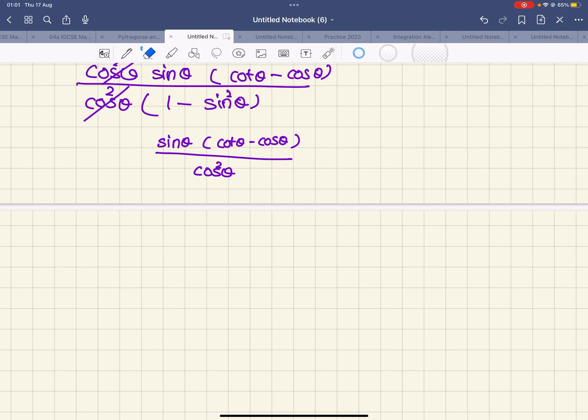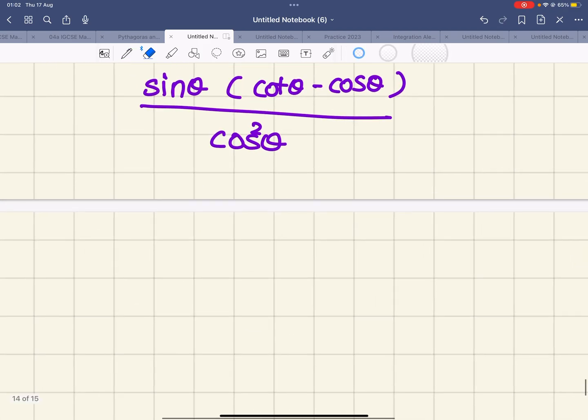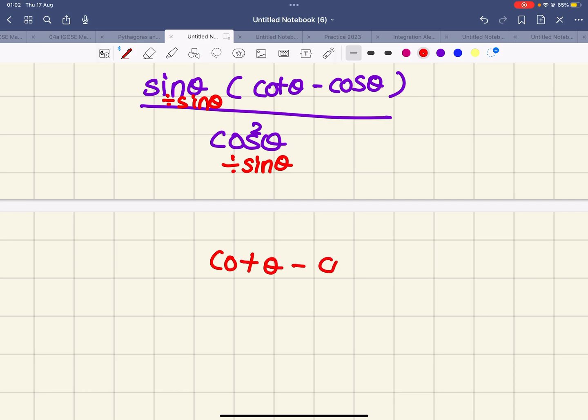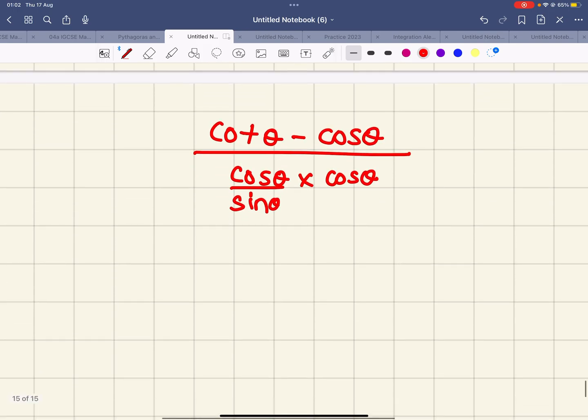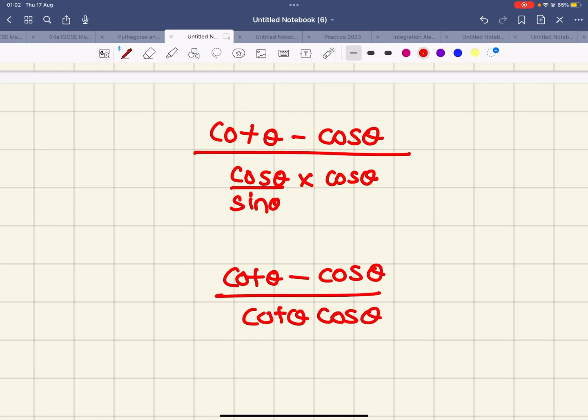Or what I can do is, if I want cot, I'm going to divide everything by sine. So, well, let's do that. So that's easier. So divide that by sine. Divide that by sine. So I would have cot theta minus cos theta over cos squared over sine theta, which is cos theta over sine theta times it by cos theta. Cos over sine is cot, so cot theta minus cos theta over cot theta cos theta, which is the answer.